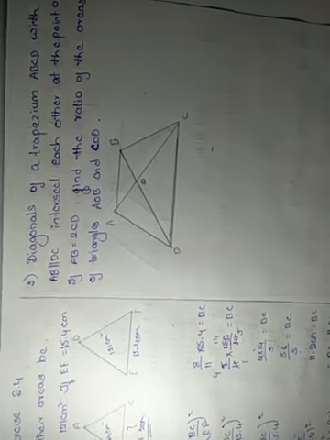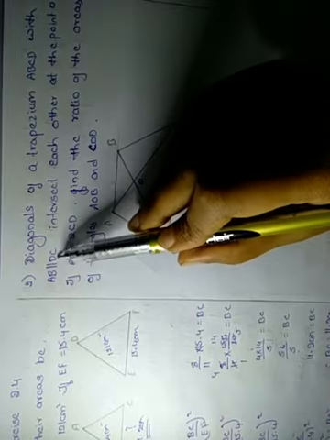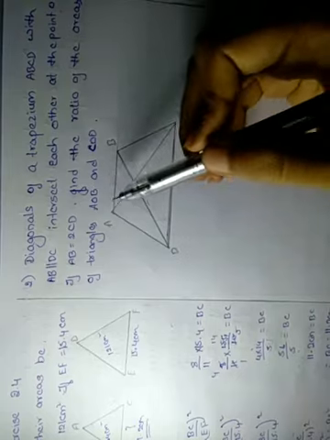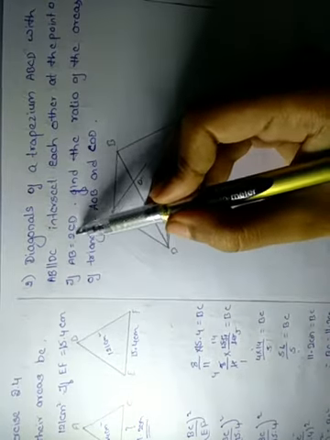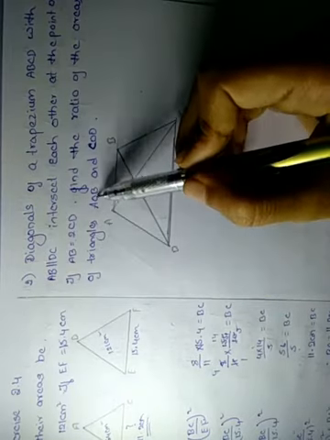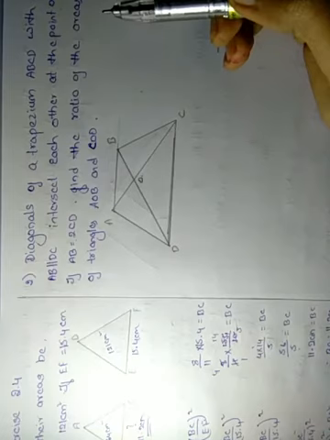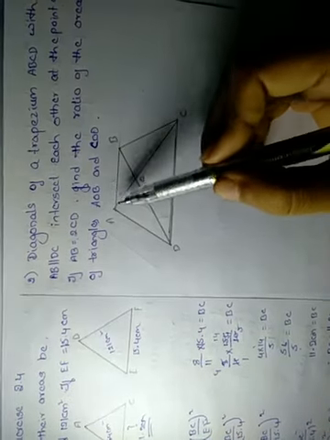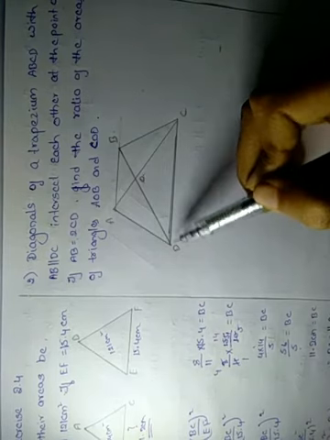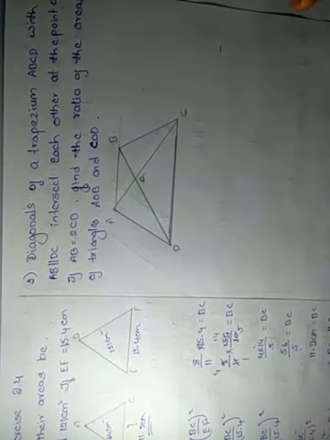Second problem. Diagonals of a trapezium ABCD with AB parallel to DC intersect each other at the point O. If AB is equal to 2 times CD, find the ratio of the areas of triangles AOB and COD. Here they are asking us to find the ratio of the areas of triangle AOB and triangle COD, right?